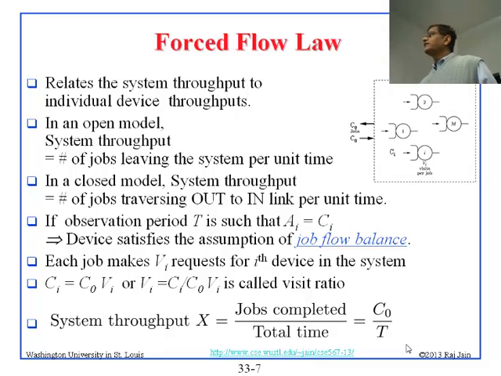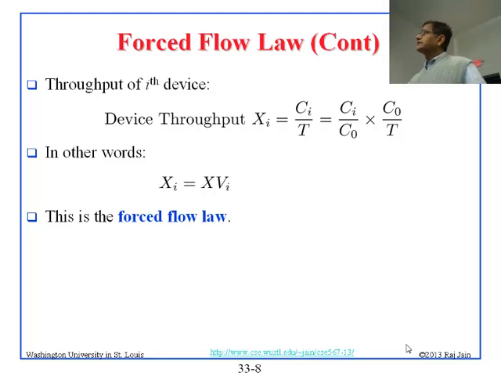System throughput is clearly given. If you measured for T seconds and you found that C0 jobs came in or left, then the throughput is C0 upon T. The device throughput is Ci upon T, and Ci upon T is equal to Ci upon C0 times C0 upon T. That means the device throughput is X, C0 upon T is X, times Vi, and Ci upon C0 is Vi. So Xi is equal to X Vi. This is the forced flow law. Basically, all it is saying is that the flow through the device is equal to Vi times the flow through the system.